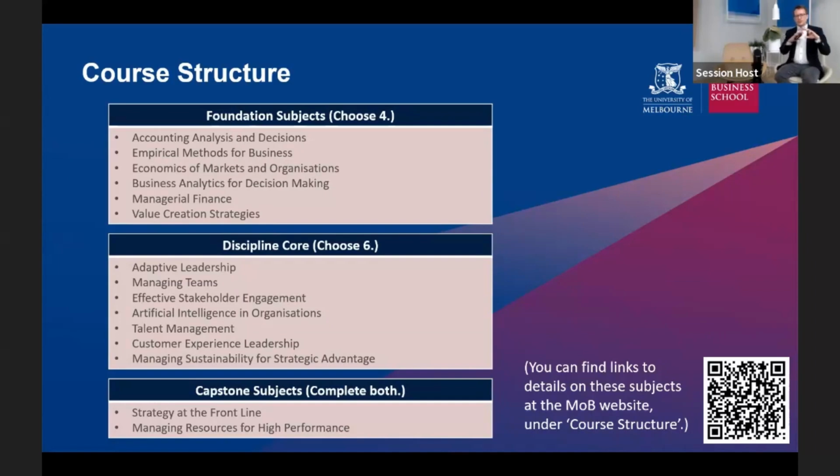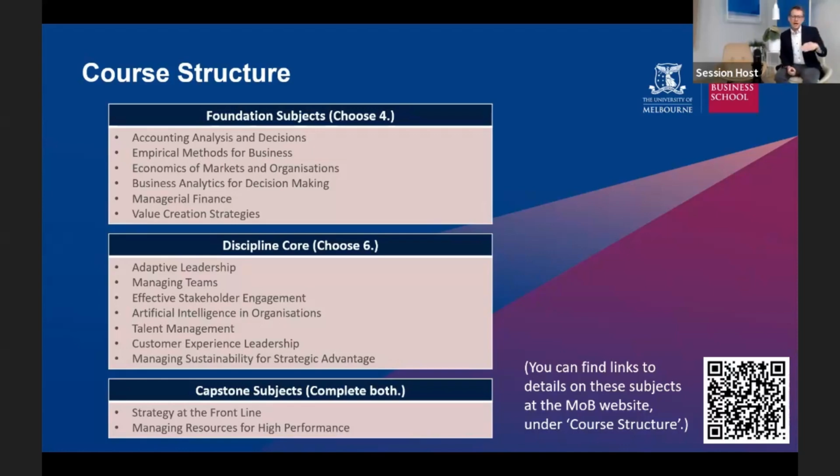But the structure of this is essentially that we have a series of foundation subjects. These 6 subjects, that is accounting, analysis and decisions, empirical methods for business, economics of markets and organizations, business analytics for decision-making, managerial finance, and value creation strategies. These 6 subjects comprise our foundation subjects, and you would choose 4 of those. So it is our view that you can customize your business education in the way that you think is most useful to your future, even from our foundation subjects.